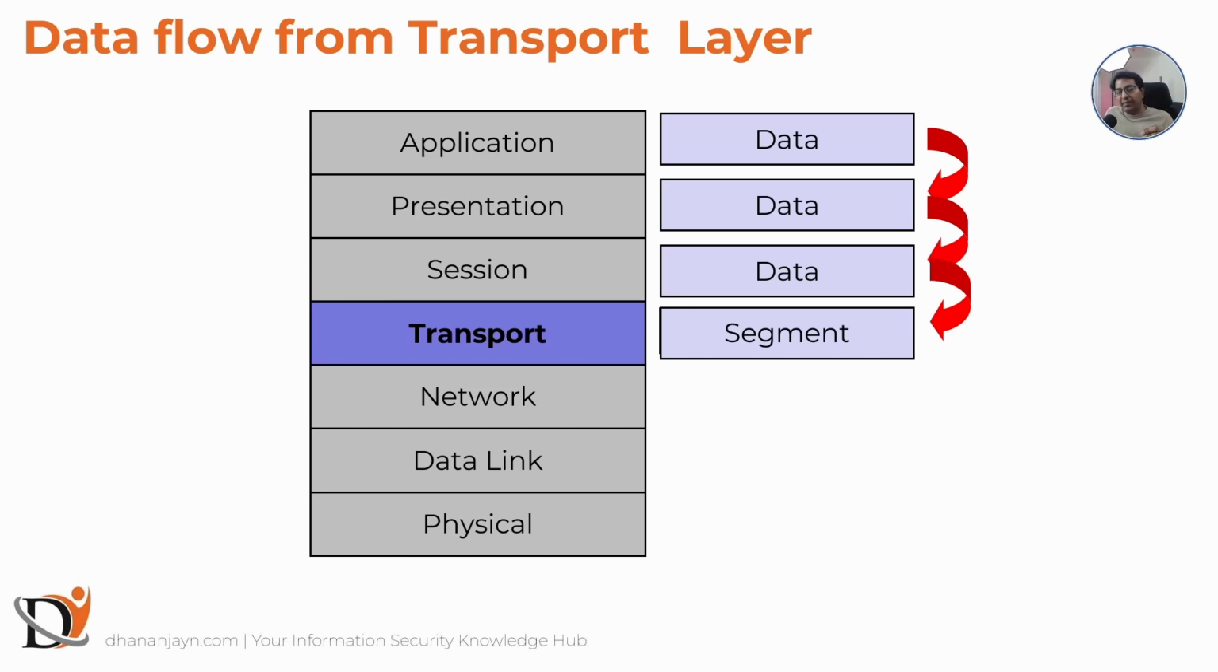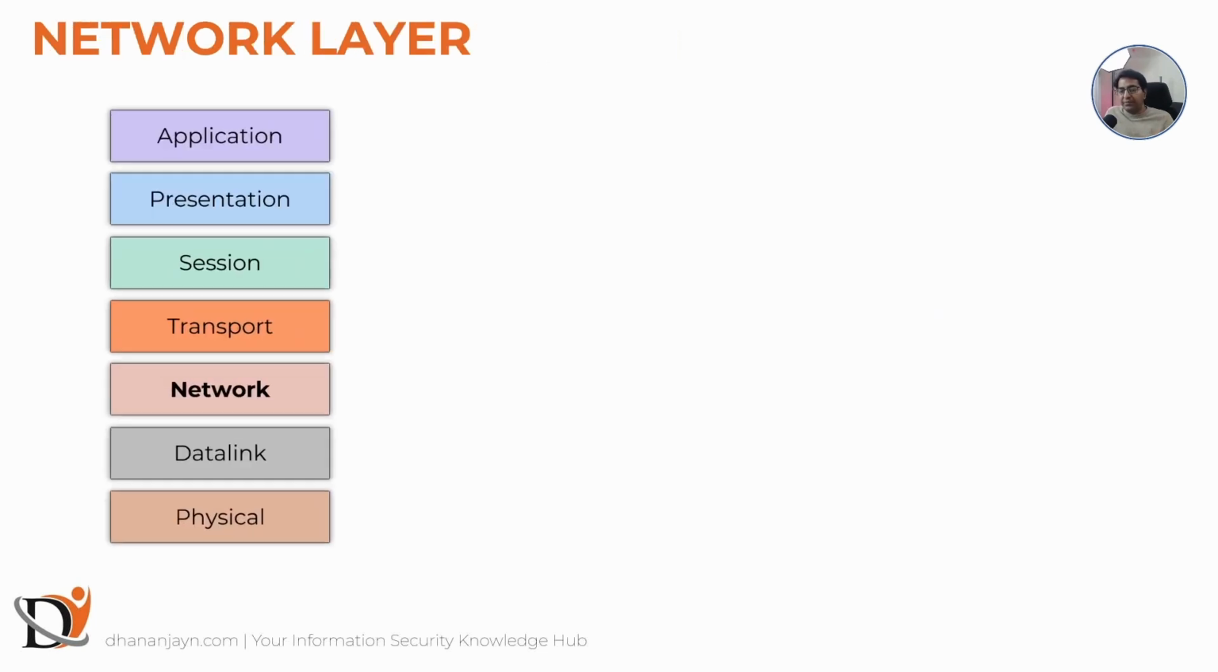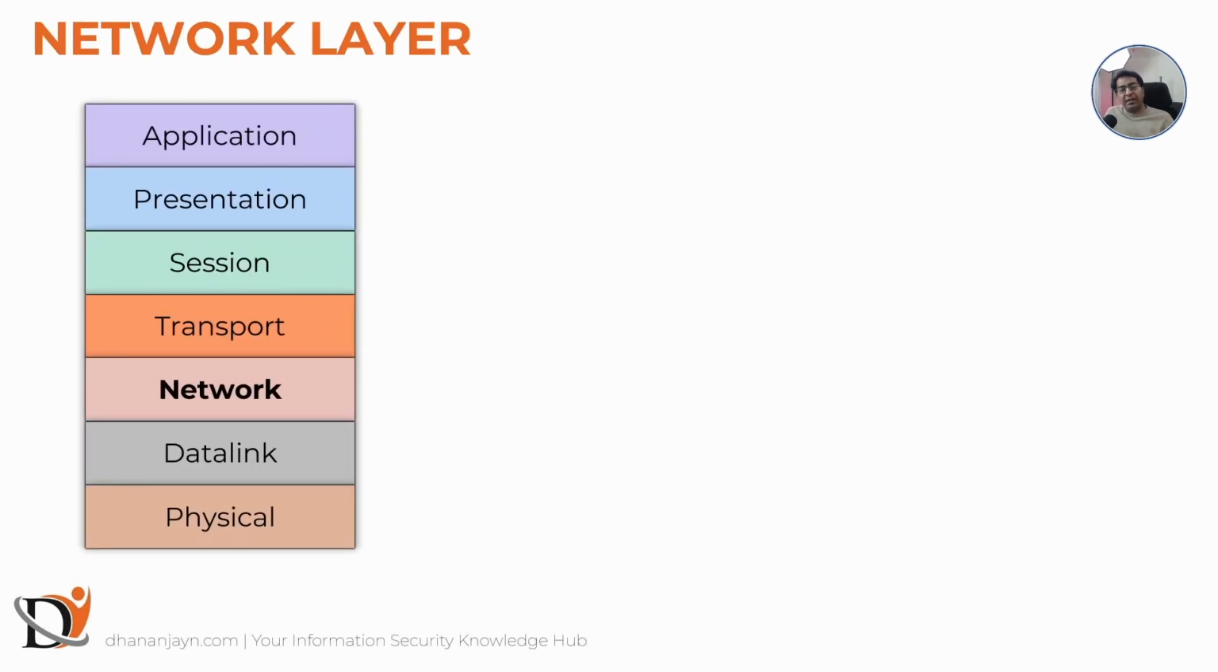Now the data gets into the segment format, and that's how it is then submitted to the network layer. So friends, with this we have understood the transport layer. So let's now move towards the network layer.